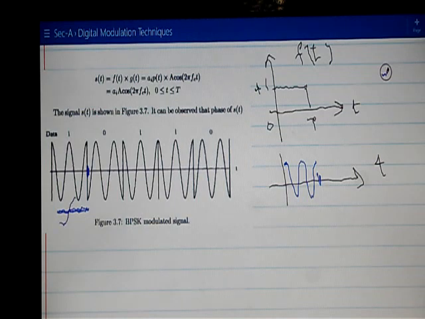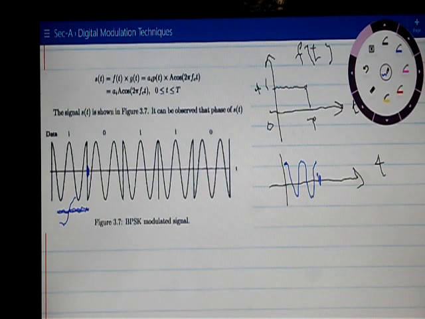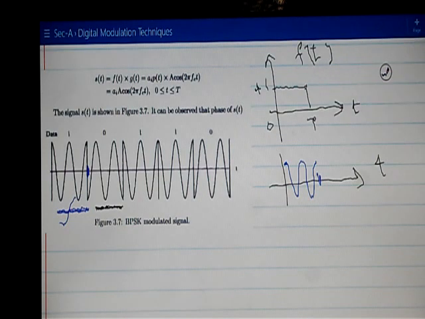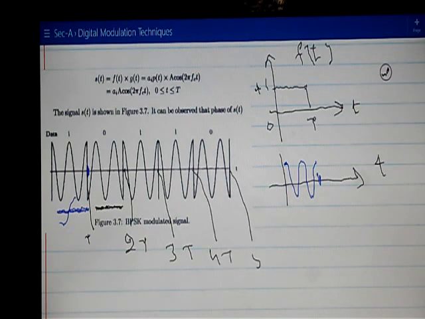This one. Again, in the second time period, your f of t is negative, right? For this period, from here up to here, this is the second. This instant is T, this instant is 2T, this instant is 3T, this instant is 4T, and this is 5T.